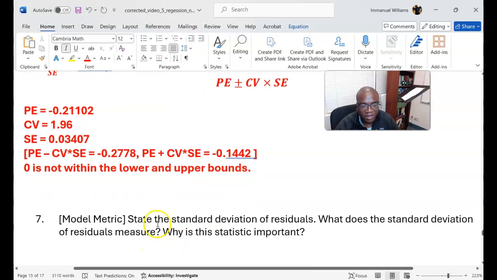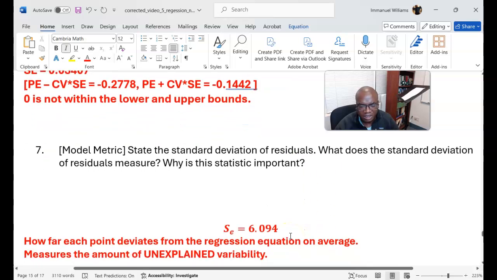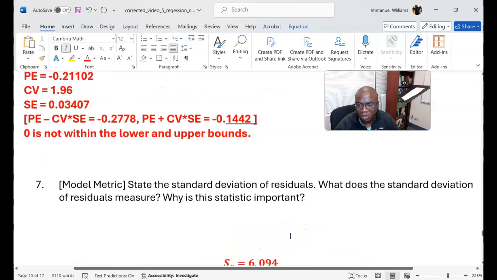So state the standard deviation of residuals. The standard deviation of the residuals is in the same location as it was before for simple linear regression, which is, I think in this case, 6.09594. What does the standard deviation of residual mean?